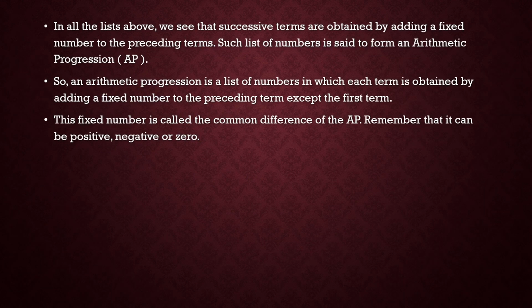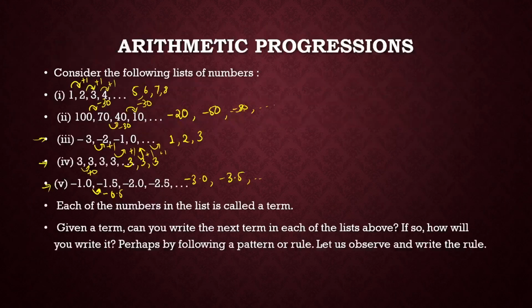So now, based on our previous analysis, let's obtain the definition. In all the above lists, we see that the successive terms are obtained by adding a fixed number to the preceding terms. Such a list of numbers is said to form an arithmetic progression, which we also refer to as AP. So what did you understand? We are obtaining the next term by adding a fixed number to the previous terms. So here I obtained 10 by adding a fixed number to 40, and I obtained 40 by adding a fixed number to 70.